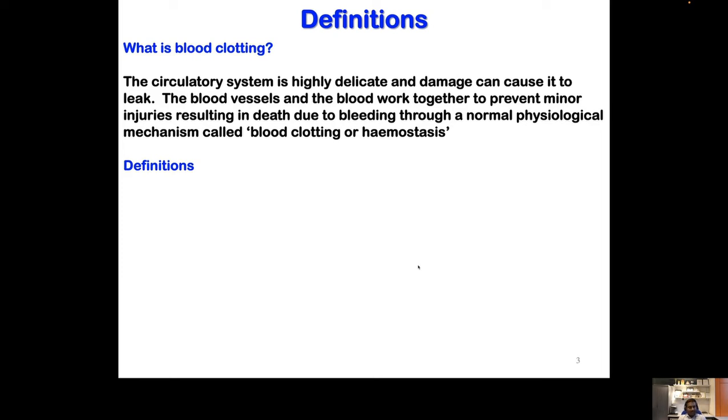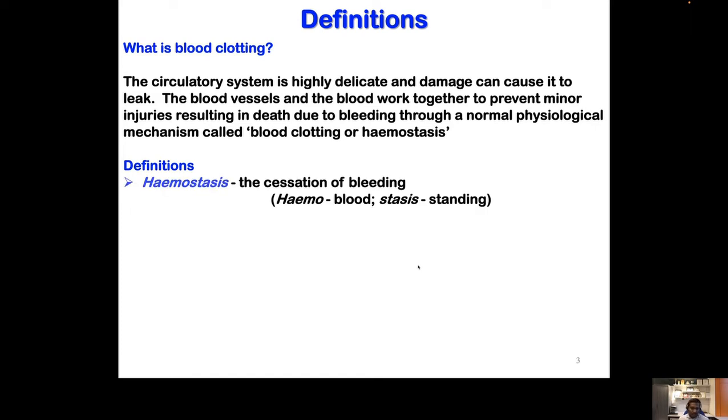Basically, the blood vessels and the blood work together to prevent minor injuries from resulting in death due to excessive bleeding, through a normal physiological mechanism called blood clotting or hemostasis. If there's an injury, the blood has to clot within around 5 to 8 minutes at most. Then it will seal the area and prevent excessive bleeding, so we won't lose a lot of blood. So it's really, really important. That's basically blood clotting: clot the blood, seal the area, prevent the bleeding.